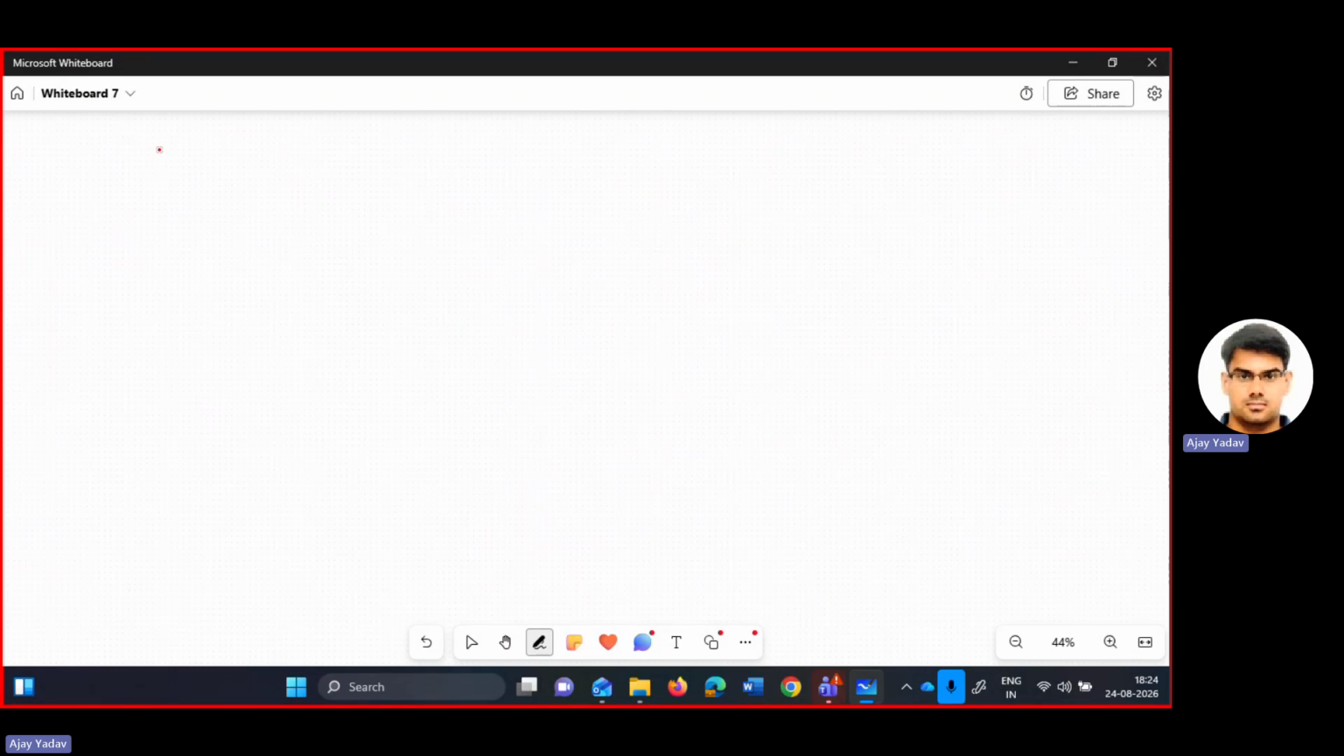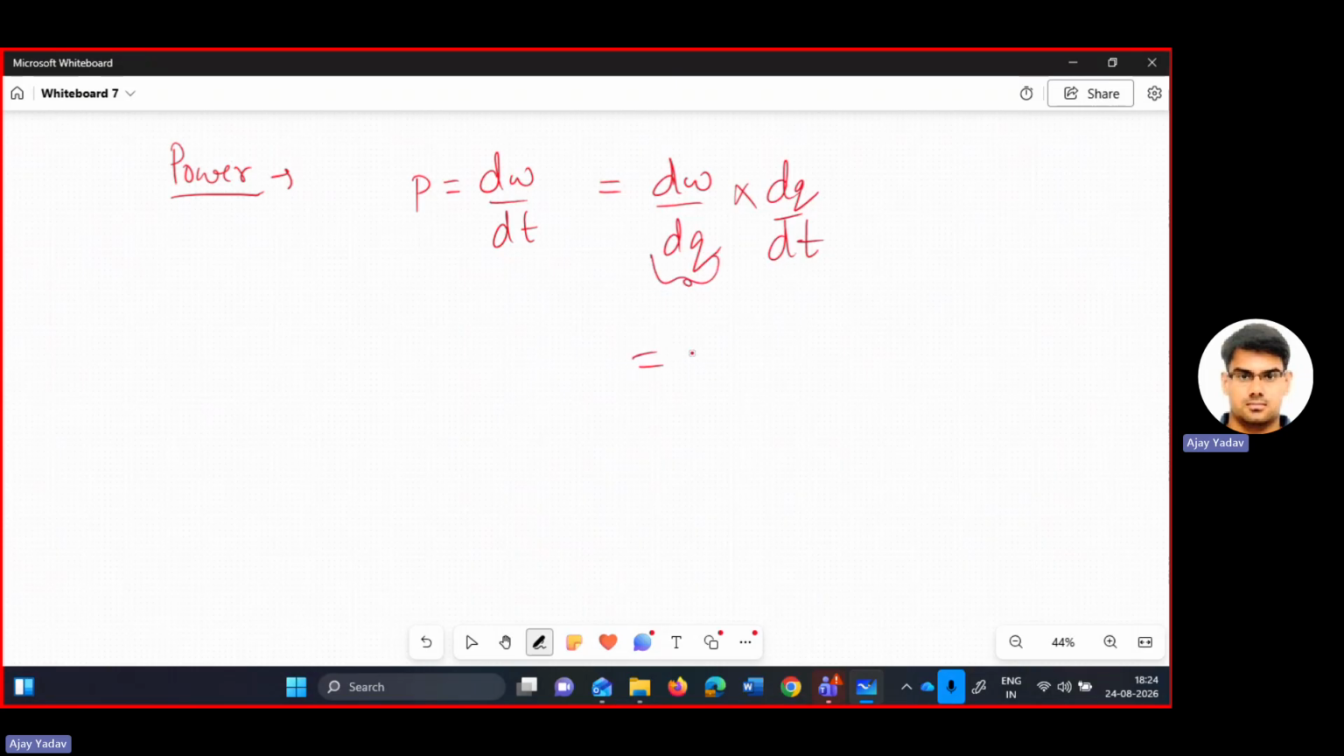Next topic is calculation of power. So power is the amount of work done per unit time. So this is dW by dt. And you can simplify this further. It is dW by dq into dq by dt. And this term represents voltage, and this represents current for a DC circuit.